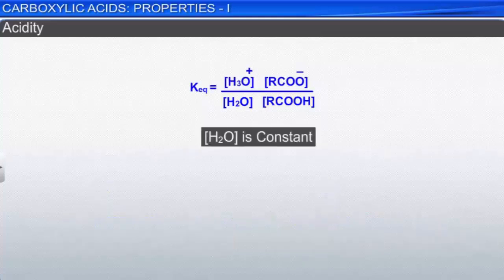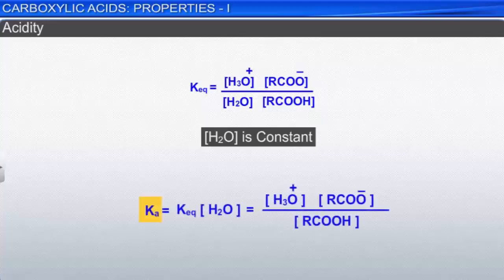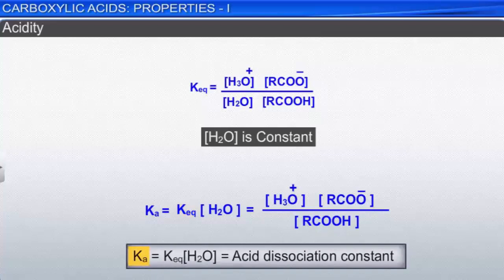Since the concentration of water remains almost constant, we can combine it with Keq to obtain the expression Ka is equal to Keq multiplied by the concentration of H2O, which is equal to the product of the concentrations of RCOO- and H3O+, divided by the concentration of RCOOH. Here, Keq is the equilibrium constant, and Ka, which is equal to Keq multiplied by the concentration of H2O, is called the acid dissociation constant.